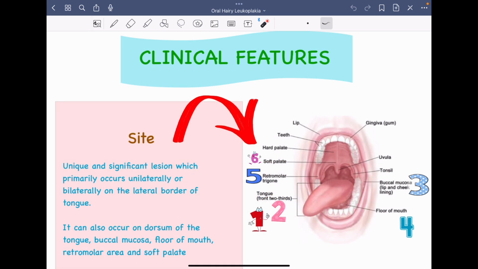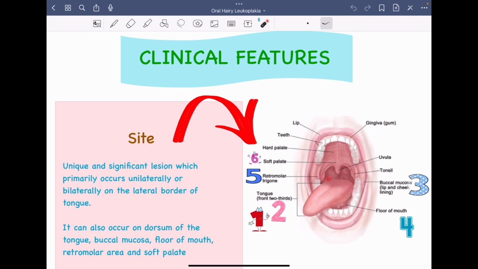Moving on towards the clinical features of OHL, the first one which we will discuss is the site. So where is this OHL most commonly found? It is a very unique and significant lesion which occurs unilaterally or bilaterally. In most of the cases, more than 75%, you will encounter it unilaterally along the lateral margins of the tongue. However, in a few cases this might also occur bilaterally on the lateral borders of the tongue.